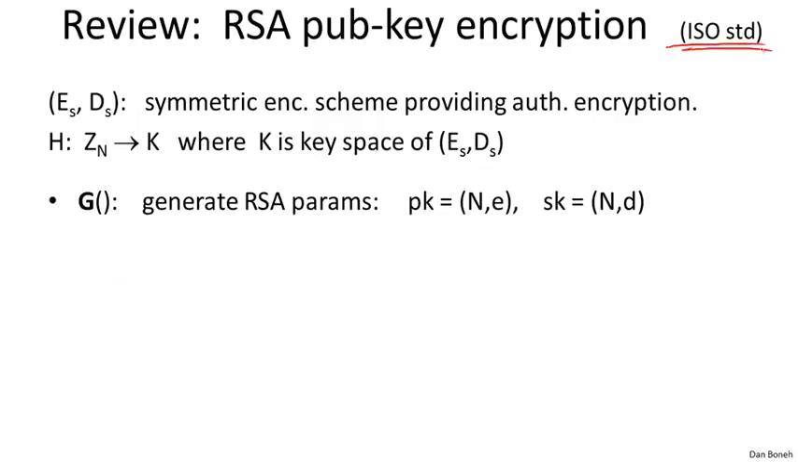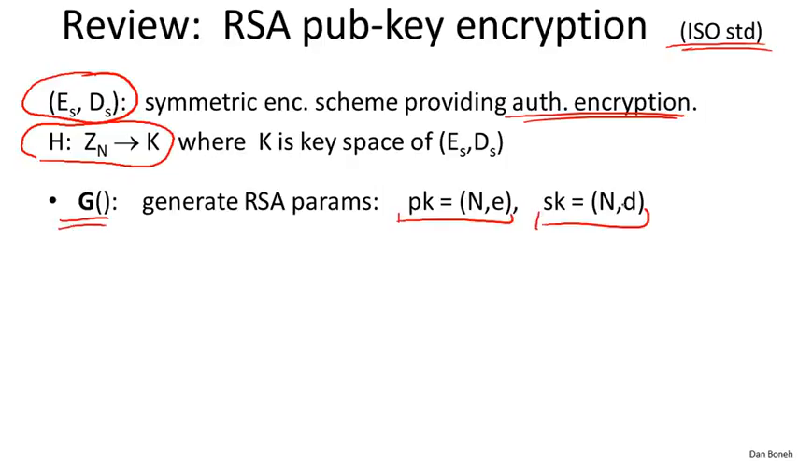If you recall, that construction was based on a symmetric encryption system that had to provide authenticated encryption. It was also based on a hash function that, transferring it into the world of RSA, maps elements in Zn into secret keys for the symmetric key system. The way the encryption scheme works is really easy to describe. Algorithm G just runs the RSA key generation algorithm and produces a public key and a secret key, just as before. You notice the public key contains the encryption exponent and the secret key contains the decryption exponent.